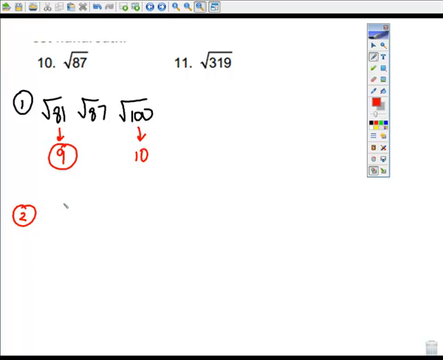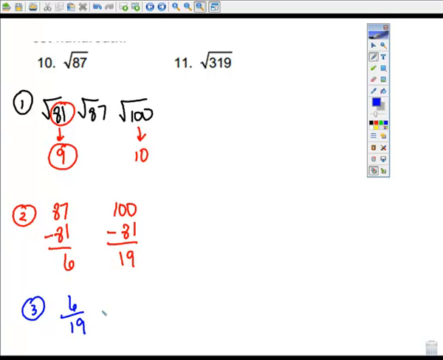Step 2, I take the 87 and subtract the 81, and that's a 6. Then I take the 100 and subtract the 81, and that gives me 19. So there was step 2. Step 3, I find the quotient of the differences. So 6 divided by 19. If you just remember, take the small number and divide by the big number, you're good. That's about 0.316.